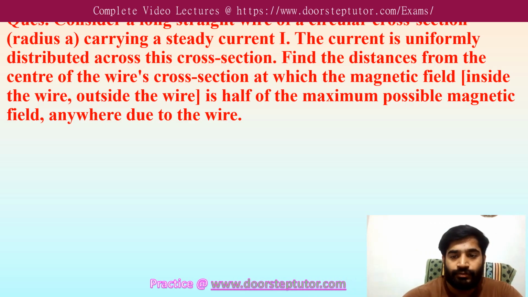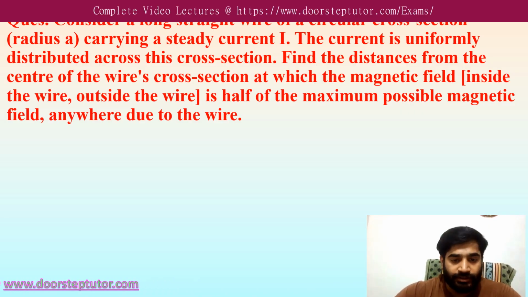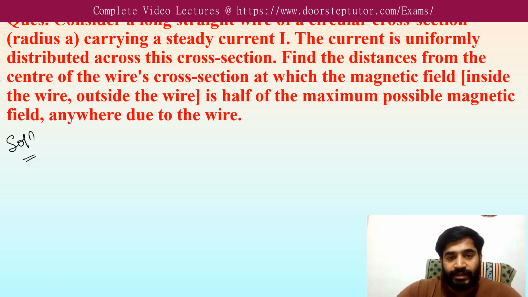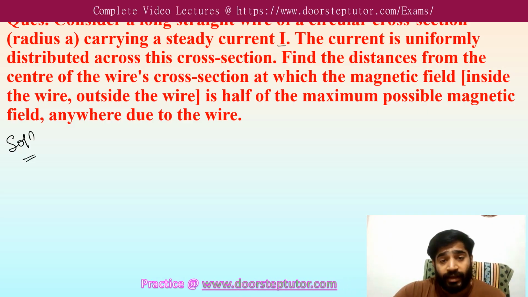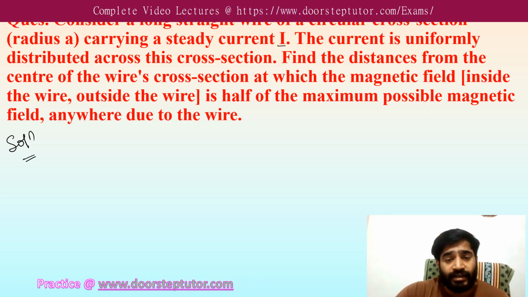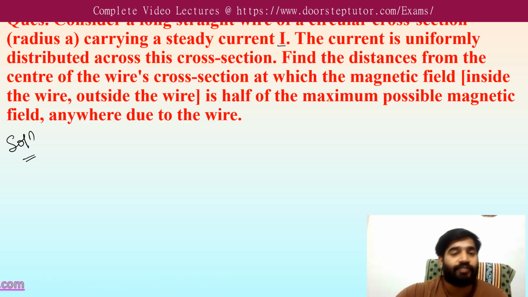In this question, we are given a straight wire of circular cross section of radius A, carrying steady current I. The current is uniformly distributed over this cross section. We have to find the distance from the center of the wire cross section at which the magnetic field is half of the maximum possible magnetic field anywhere due to the wire. Clear? This is the situation.